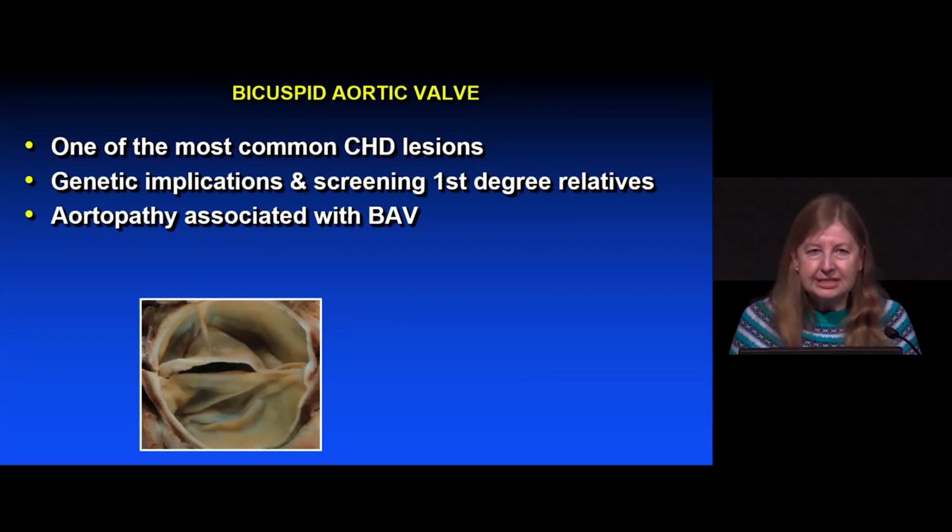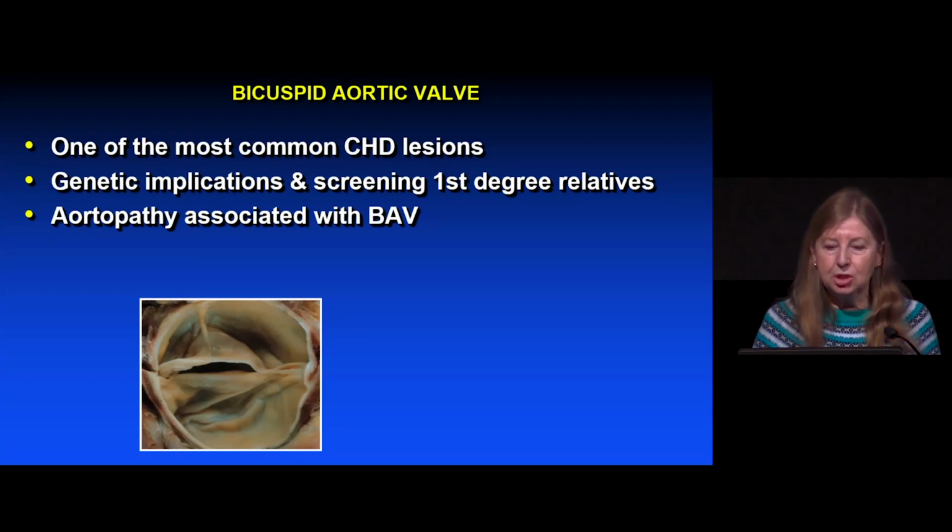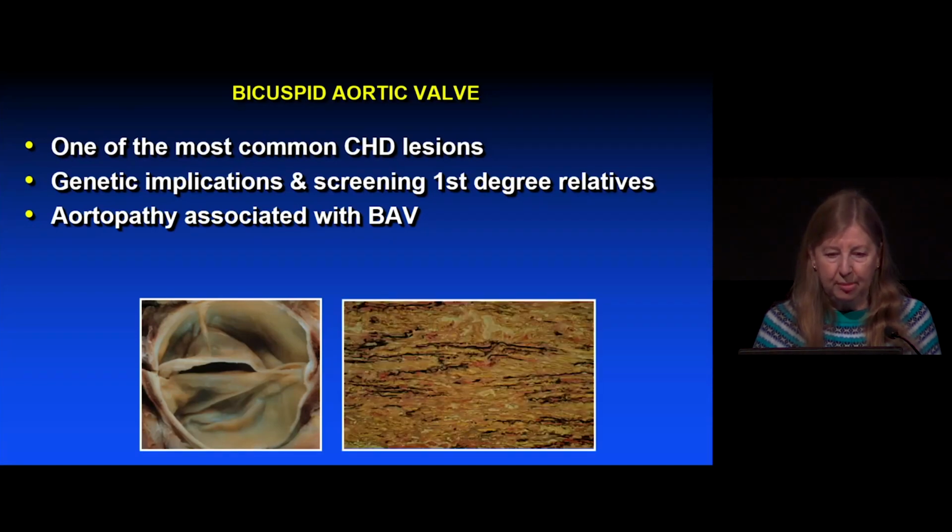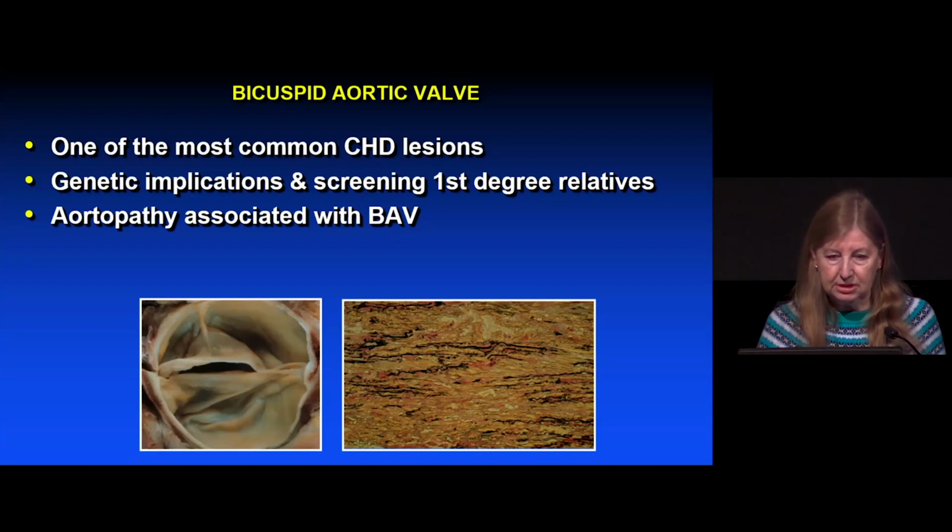So let's begin with a simple lesion, bicuspid aortic valve. As you know, it's one of the most common congenital lesions, but I want to remind you of the genetic implications and how important it is to screen first-degree relatives. And of course, you will remember the aortopathy that's associated with this bicuspid valve, the so-called cystic medial necrosis.